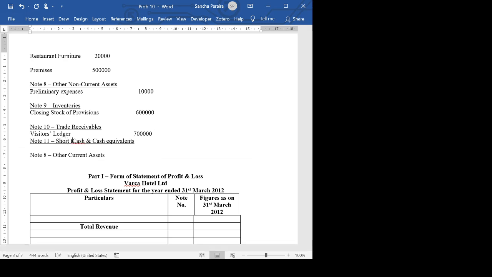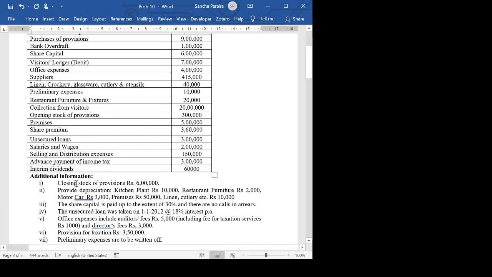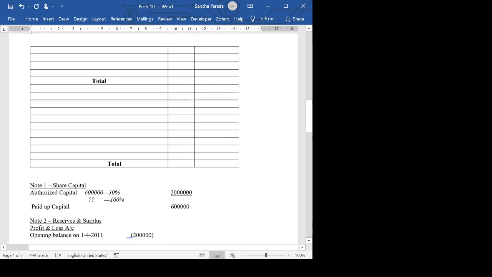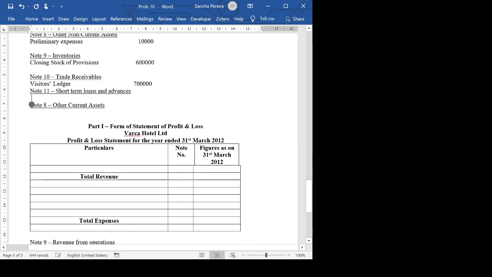Now here we have short-term loans and advances. I think I discussed this, that advance income tax paid will come here. The last item here, advance payment of income tax, 3 lakhs, will come under that, because it's paid in advance for the next year. So it's like a short-term asset for you. Advance payment of income tax, which is 3 lakhs.